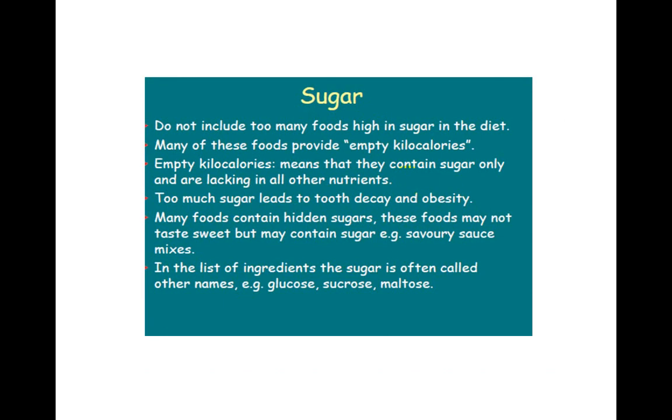Sugar. Do not include too many foods high in sugar in the diet. Many of these foods provide empty kilocalories. Empty kilocalories means that they contain sugar only and are lacking in all the other nutrients. Too much sugar leads to tooth decay and obesity. Many foods contain hidden sugars. These foods may not taste sweet but may contain sugar. In the list of ingredients, sugar is often called other names: glucose, sucrose and maltose.